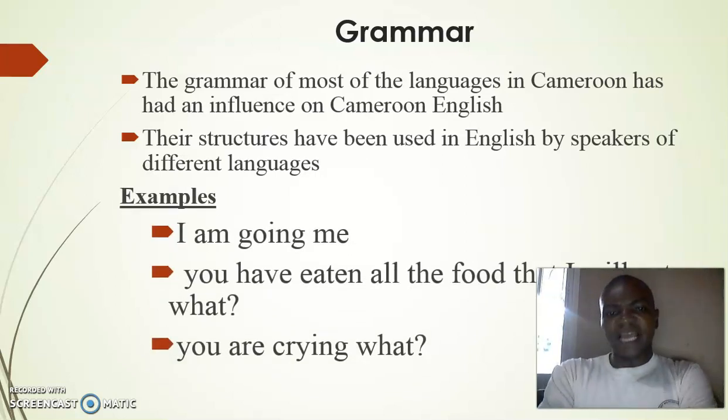Take for example, their structures have been used in English by speakers of different languages. Let's use these examples. "I am going me." It is easy to hold Cameroon Pidgin responsible for this structure, because you would simply say "Adegomi," and people will say, okay, since you say "Adegomi" and the "me" comes at the end, it means that it is the structure of Pidgin that has been taken here. But can you construct that sentence in your local language and see whether the structure is different?